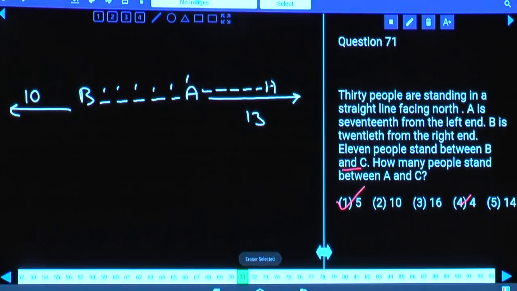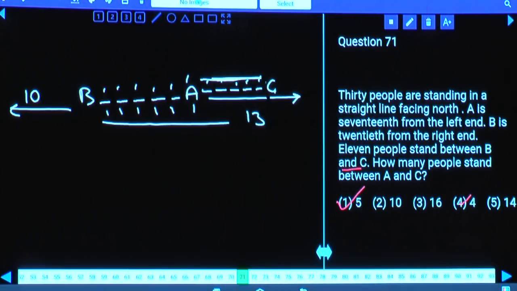And because there are 5 persons in between A and C, then if there are 5, what is the answer here? 1, 2, 3, 4, 5, 6, 7, 8, 9, 10, 11. And how many persons are there in between A and C? There are 5 persons in between A and C. Clear now? Hence, what is your answer here? Choice 1 is the answer.